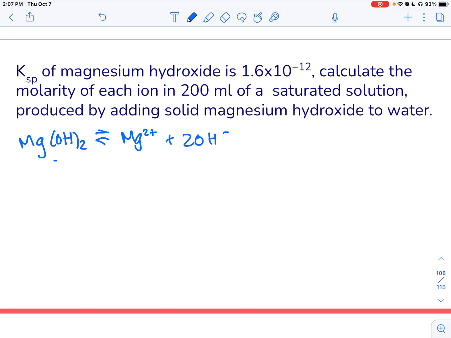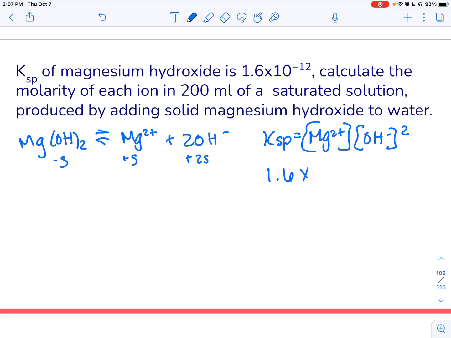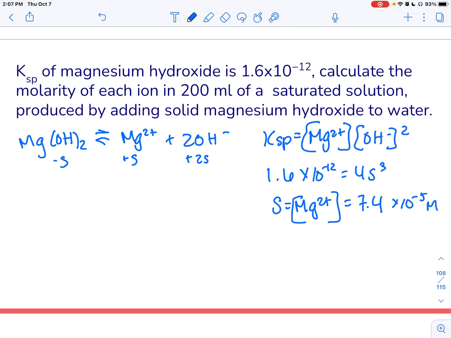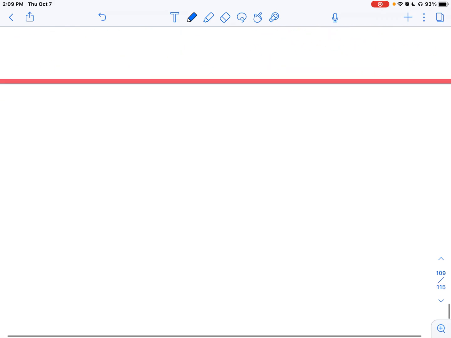So we know this would be minus S plus 2S. KSP is Mg 2 plus times OH minus squared. So this is just a regular KSP problem that you would have done at the beginning of this topic. So your KSP is 4S cubed. S, which is equal to the Mg2 plus concentration, is this. And then 2S, which is equal to the OH minus concentration, is just 2 times that. So that's just a basic KSP problem.